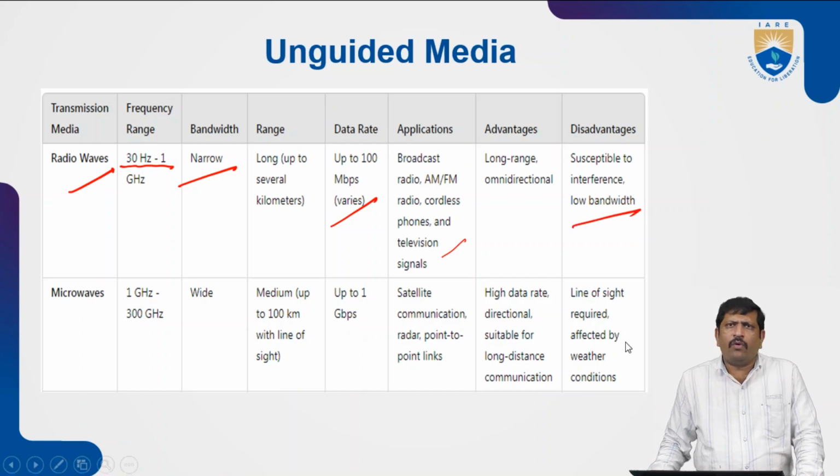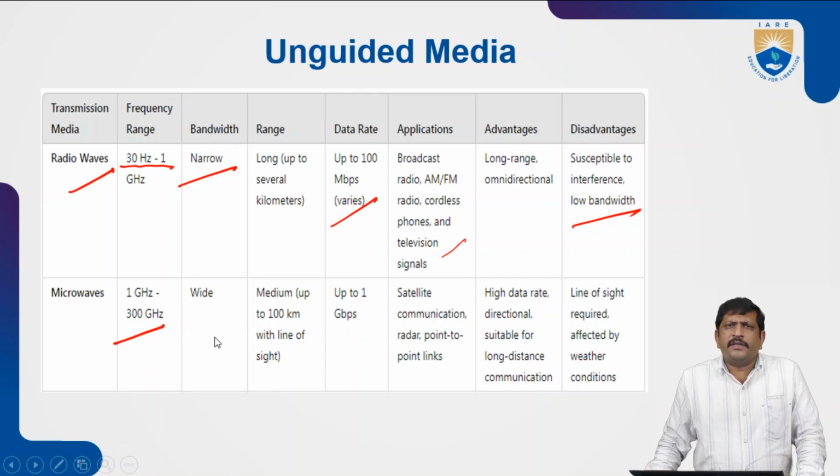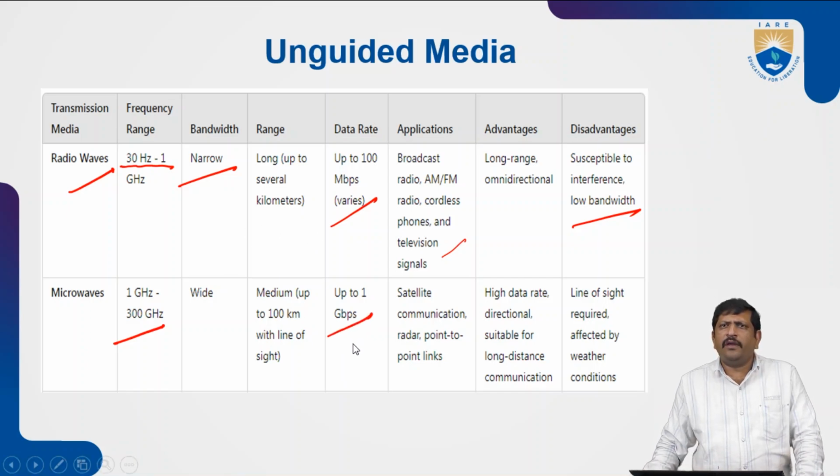If you take microwaves, the frequency range is 1 gigahertz to 300 gigahertz. The bandwidth is a very wide range, and the range of transmission is medium. Up to 100 kilometers of distance we can transfer microwave signals. Here the data rate is up to 1 Gbps. The data can be transferred through the air.